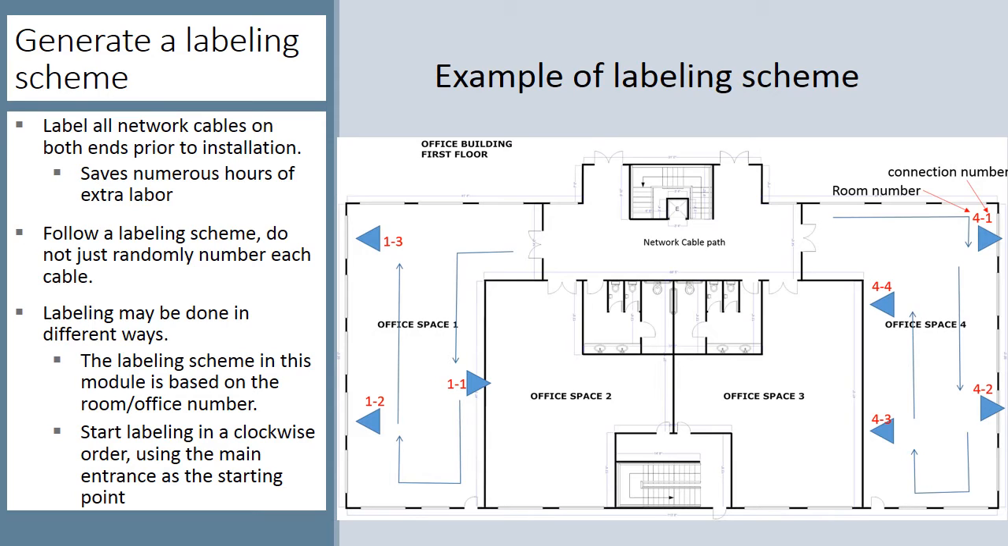The labeling scheme in this module is based on the room office number. Start labeling in a clockwise order using the main entrance as a starting point. The blue arrows on the image represent the clockwise rotation. This clockwise rotation represents the order in which cables must be labeled.